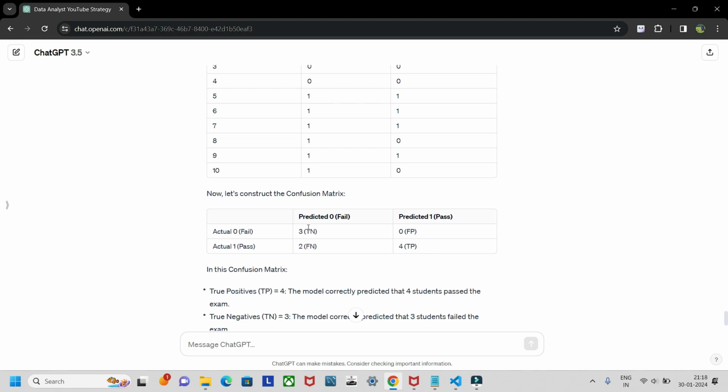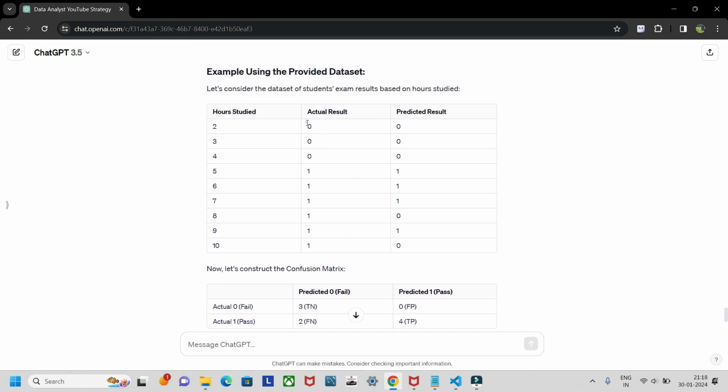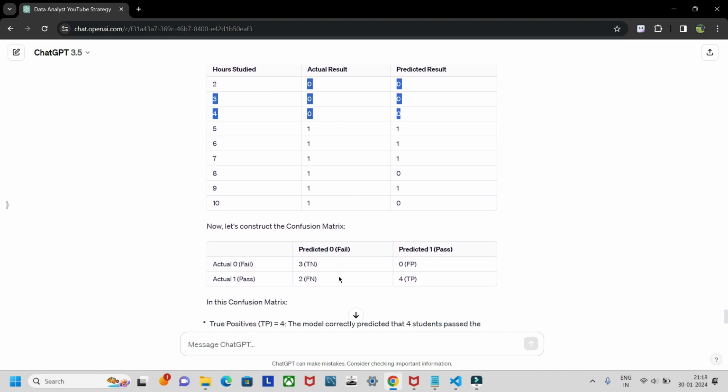Okay, it can be vice versa, but this diagonal line which goes from left to right, it is true positive. It can differ based on what you want, but still these are basically true positive and true negative. So here you can see 3 true negatives, that is actual fail and predicted fail, both are same. So basically actual fail is 0 and predicted fail is also 0. That means these three values are considered as true negative.